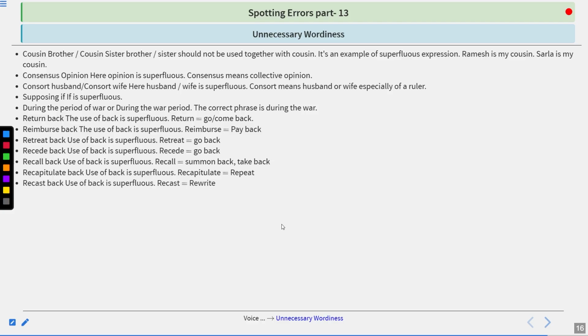Recast back. Use of back is superfluous. Recast means rewrite. Reborn, rebuild, regain, recall, again. Use of again is superfluous. Reborn means born again. So do not use again with these words. I hope you have understood.